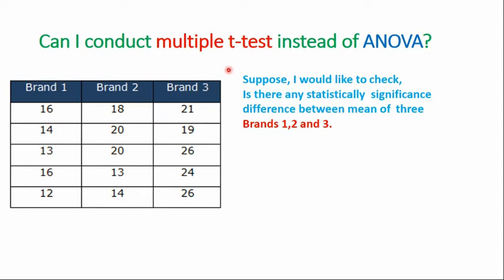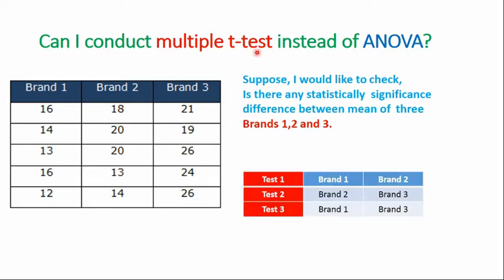In this case, if I apply the t-test, then I have to perform three tests. Test 1 between brand 1 and brand 2, test 2 between brand 2 and brand 3, test 3 between brand 1 and brand 3. Friends, I have to use the software. What is the problem if I conduct multiple t-tests instead of ANOVA?